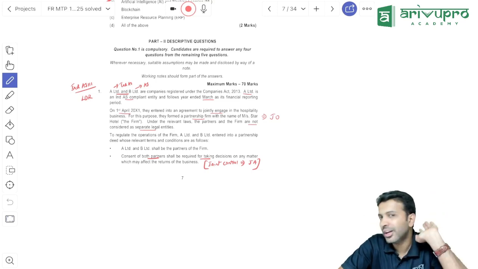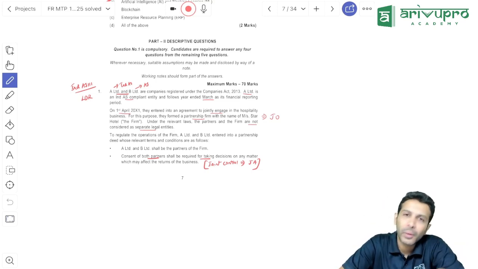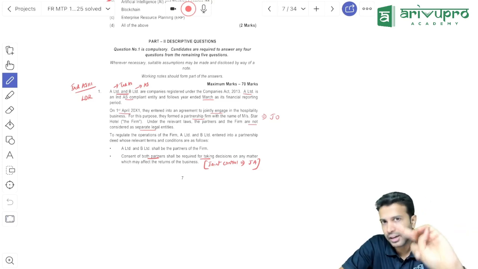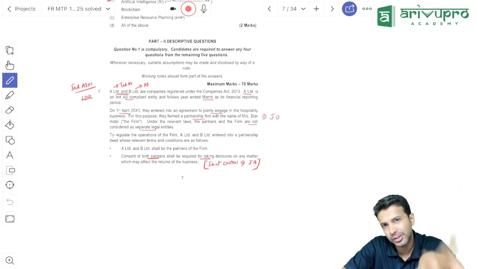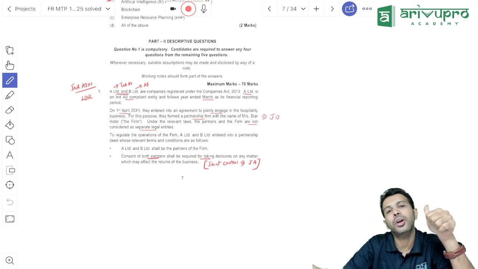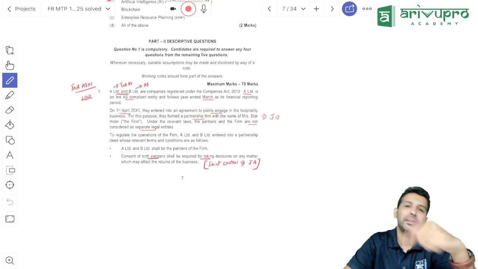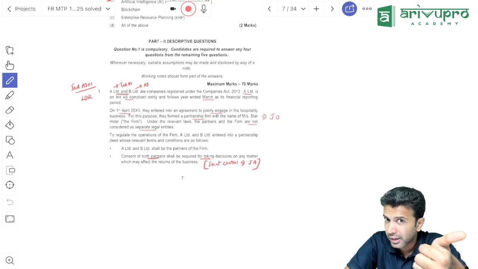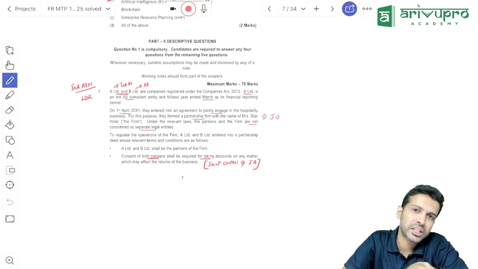So for it to be a joint arrangement and Ind AS 111 to be applicable, we look for joint control. Control should not be with one party. Control should be diversified. It should be jointly controlled, and unanimous decision is what we look for. That is a feature of joint arrangements. And we know for accounting purposes, joint arrangements are of 2 types: either a joint operation, JO, or a joint venture, which is JV.